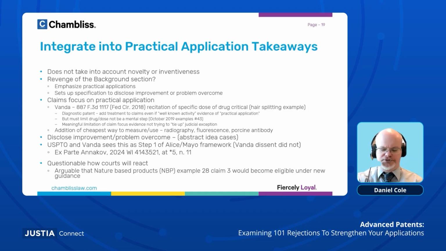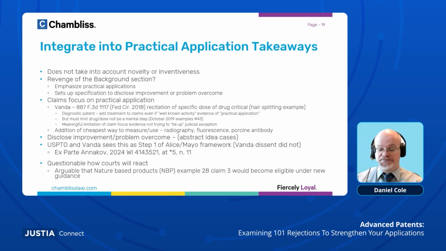Okay, you're going to look at the October 2019 examples, example 43, to really get an idea of what this means. It has to be something more than a doctor recognizing and treating the disease. You have to add something like the doctor recognizing and treating the disease with this drug in this amount. And you have to make sure that it's a meaningful limitation of the claim, and you're not trying to tie up the judicial exception.